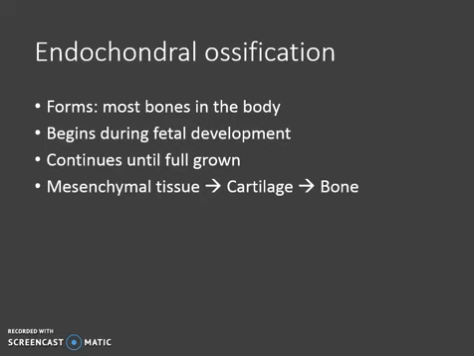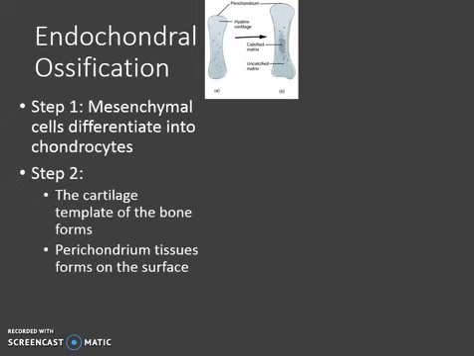It begins during fetal development, so it starts before a baby is born, and it continues until someone reaches their full-grown height. So let's take a look at some of the steps of endochondral ossification. In the first step, mesenchymal cells differentiate into chondrocytes. Remember, mesenchymal cells are undifferentiated stem cells that are associated with connective tissue. And a chondrocyte is just a cell associated with cartilage.